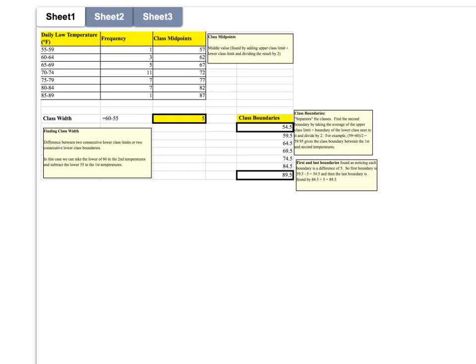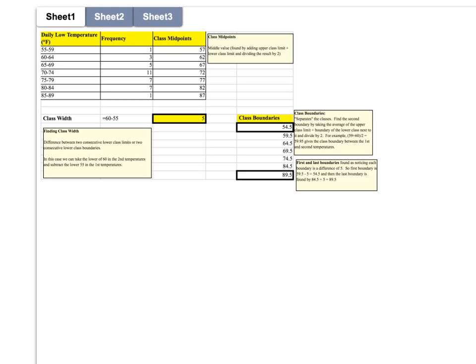And you might say, well, what if I didn't pick that one? Well, pick 80 minus 75 or 85 minus 80, and you'll see you just continue to get the same answer. And so that gives me my class width, which in other words is the difference between the two consecutive lower class limits or the two consecutive lower class boundaries. So in other words, I just picked those two right there.